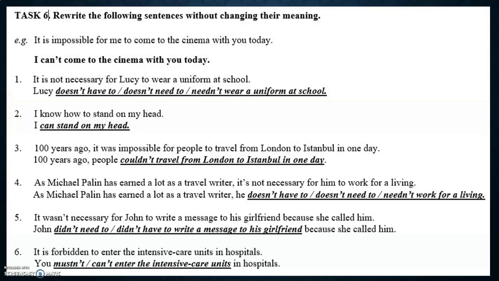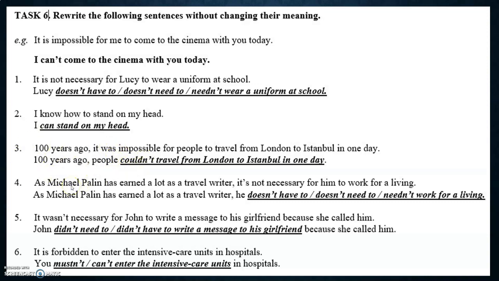Let's check the answers together. In the first sentence, we need a modal to show lack of necessity since it says it is not necessary to wear a uniform. So doesn't have to, doesn't need to, or needn't are the correct answers. In the second sentence, standing on the head is a general ability, so can is the correct option here. In the third sentence, we need a modal of possibility to describe a past event, so couldn't is the best option.